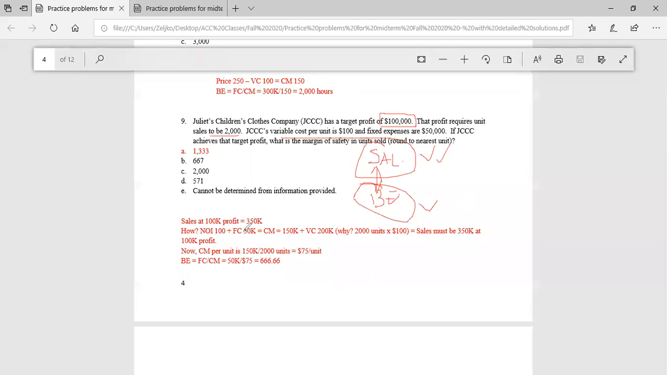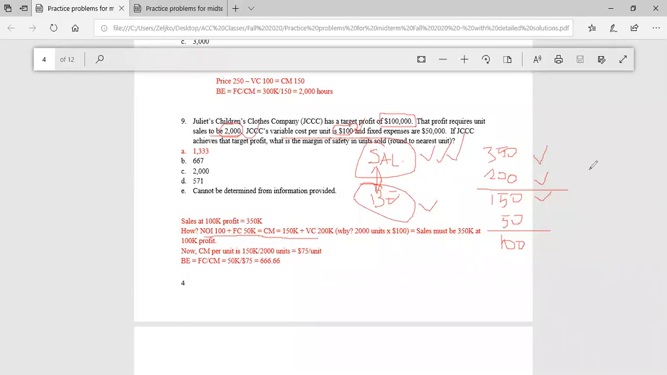Well, again, the answer is here down through the formula if you want. Well, if the profit is 100 and fixed expenses are 50, that means contribution margin is 150, right? And if contribution margin is 150, what else do we have? We have variable cost of 100, and we have 2,000 units. If we have $100 per unit in variable cost and 2,000 units, that's 200K. So our sales are 350.